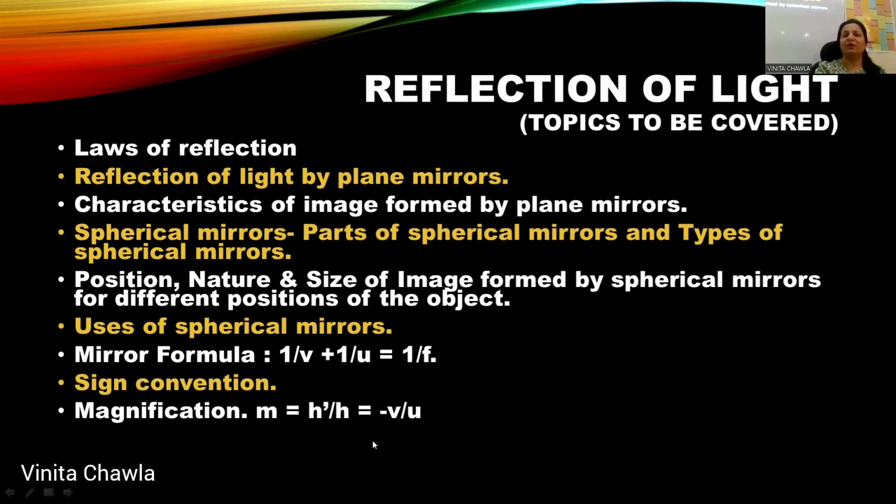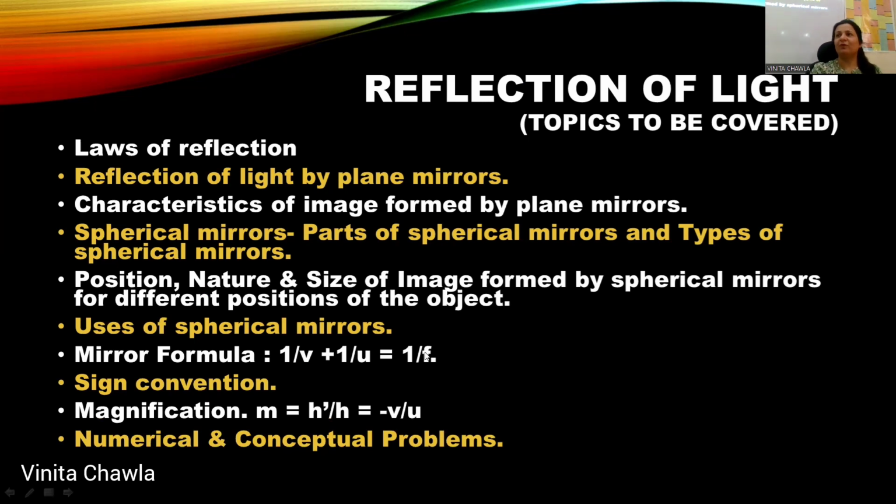The formula of magnification is this. h dash is the size of image, h is the size of object, v is the image distance, u is the object distance, f is the focal length of the mirror, sorry, not the lens. We are doing mirrors now. And then at the end, we'll be doing numerical problems and conceptual problems based on reflection of light. So these things we are going to cover in reflection of light only.